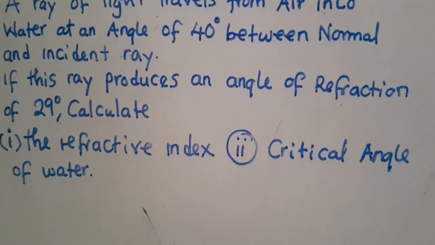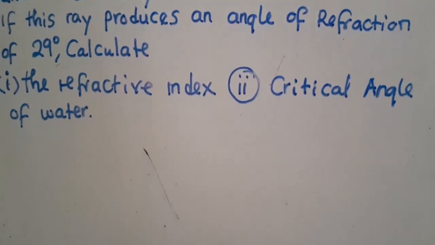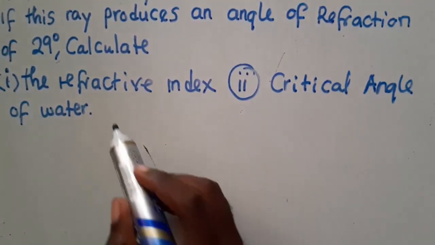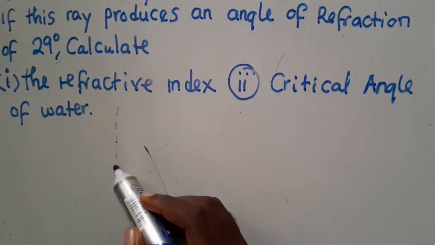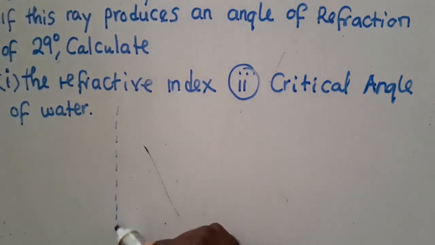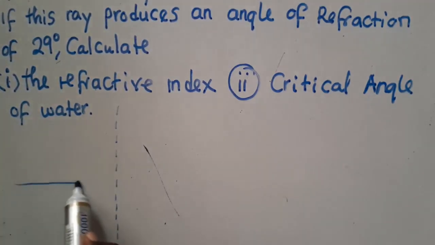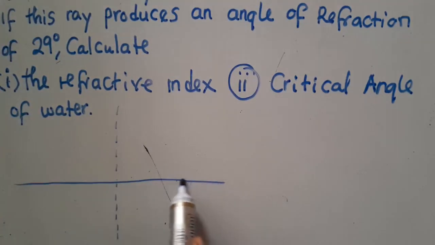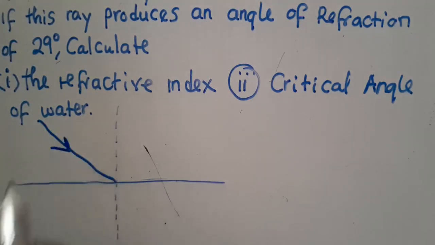The way we are going to answer this question is to interpret the data that is given. So this is our normal ray. Then this is the boundary. Now we've got an incident ray. This one is called an incident ray.